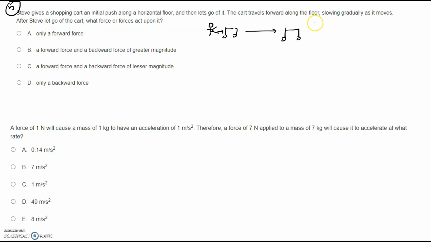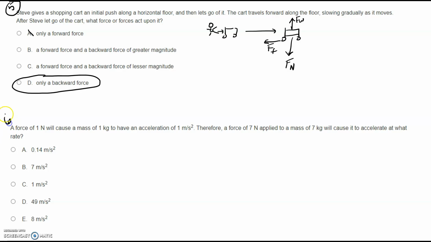After Steve let go of the cart, what forces are acting upon it? Well, you have the force of friction, you have the force normal, and you have the force of weight. But you no longer have a forward force acting on it right now. So you could say there is no forward force. It's just going to be only a backward force, which is the force of friction.